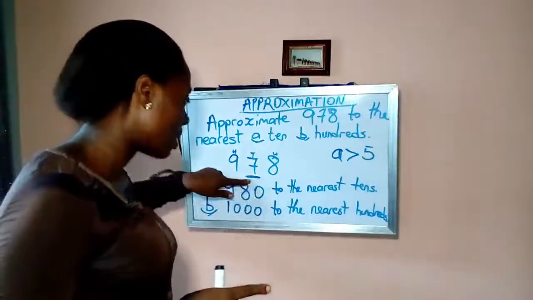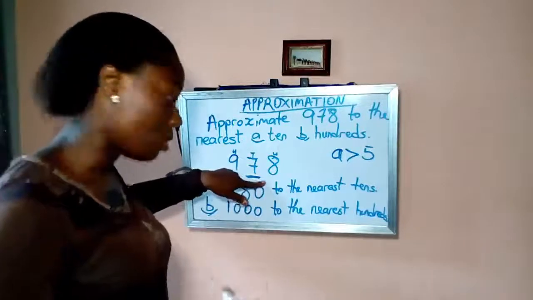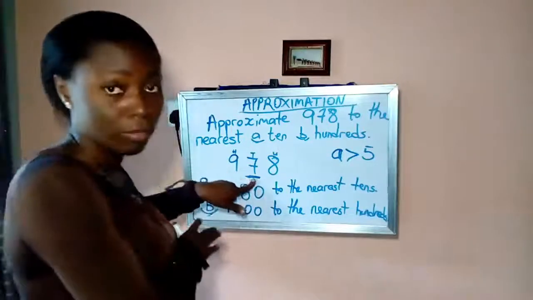Okay? Why? Because this is the required place. This is the required number we're looking for, or the required value we're looking for.